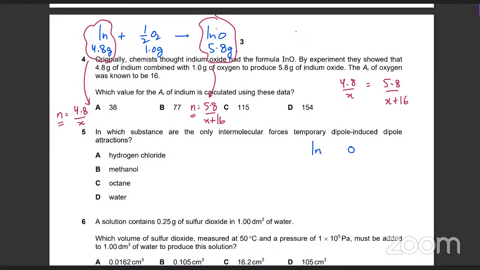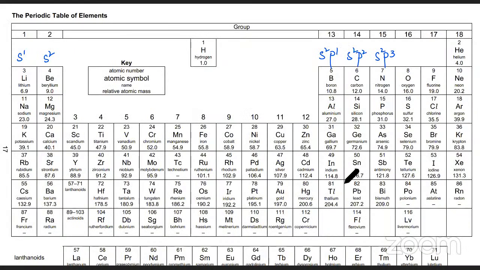Is this part clear? Yes, sir. Sir, indium doesn't exist in the periodic table. It should, since it's been given; it's Group 3. No, look, in the question he's even given you the AR of oxygen, and he's saying what value of AR of indium is calculated using these data. Why don't we just have a look at it?